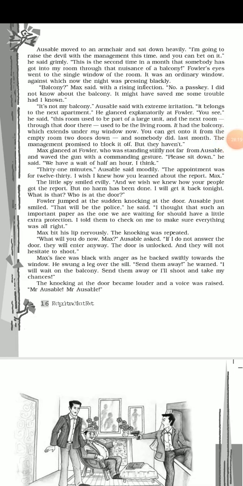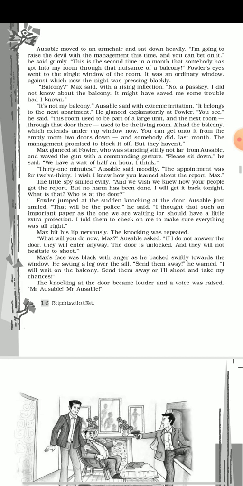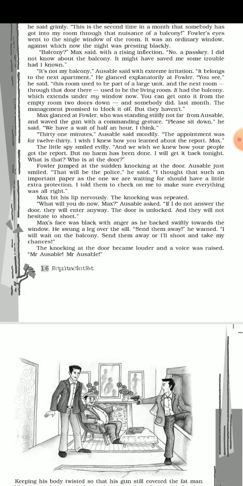Ozable here hints that it's not 30, it's 31 minutes. So he says that the appointment was for 12:30, and he wished that he knew how you had learned about the report, and Max had got that report. He wanted to get that report, and he said that I would not harm you in any instance. So he just wanted that report. Max said that he just wanted that report, right? So see what Ozable continues: I'll get it back tonight. What's that? Who is at the door?